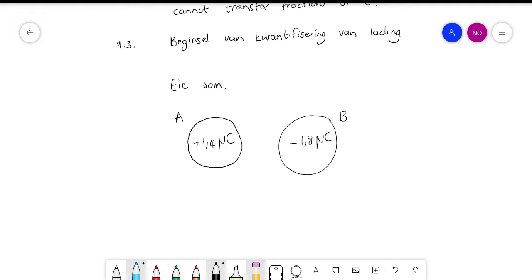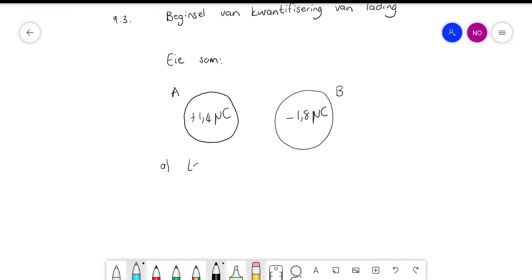We've got those two spheres, one with a charge of positive 1,4 microcoulomb and one with a charge of negative 1,8 microcoulomb. Now those two spheres are brought into contact with one another and then removed. Bereken vir my die lading op elke sfeer after they are removed from one another. So calculate the charge on each of the two spheres after they have come into contact with one another and have been removed again. Doen dit gou vinnig.